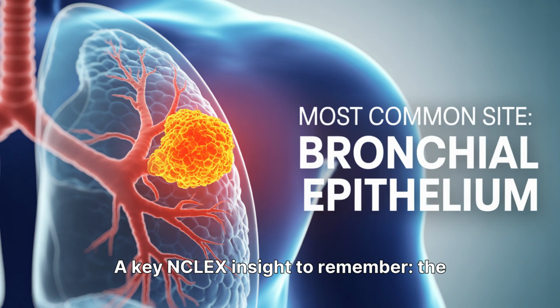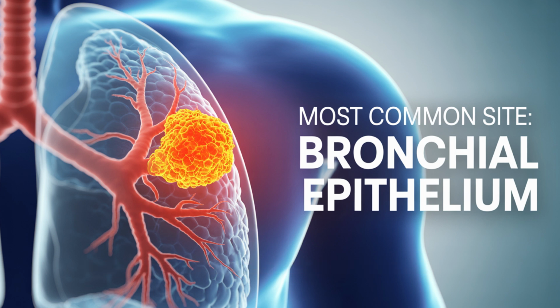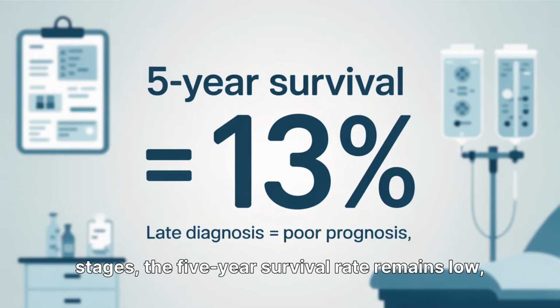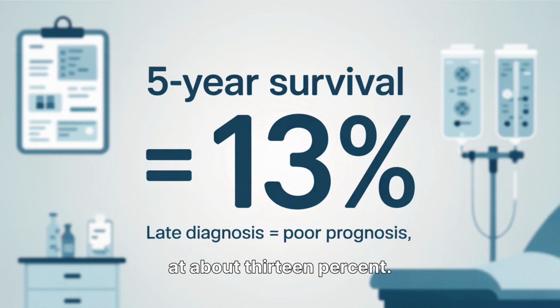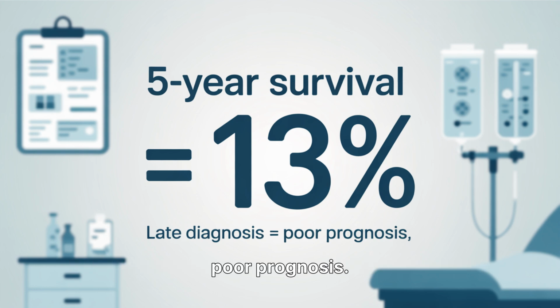A key NCLEX insight to remember. The most common site for these malignant tumors is the bronchial epithelium. Take note of this for your exams. Because it is often diagnosed in later stages, the 5-year survival rate remains low at about 13%. Remember the exam trick: late diagnosis equals poor prognosis.